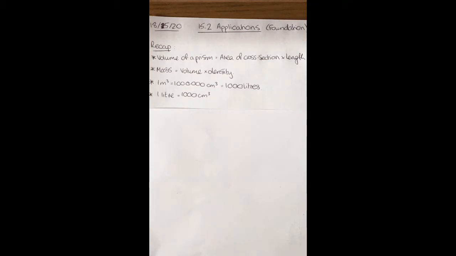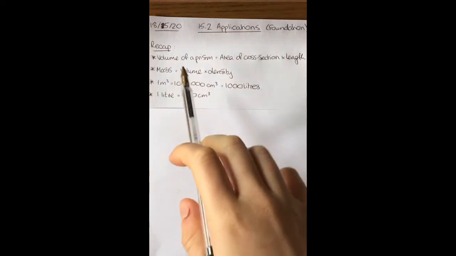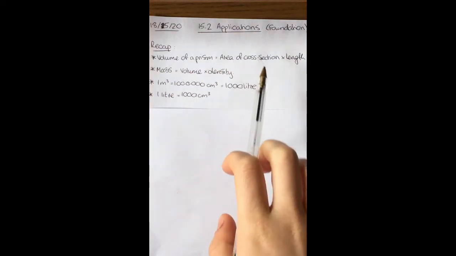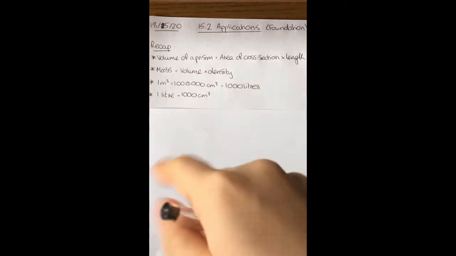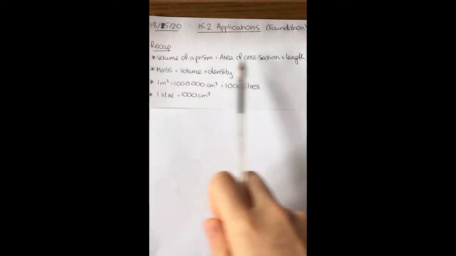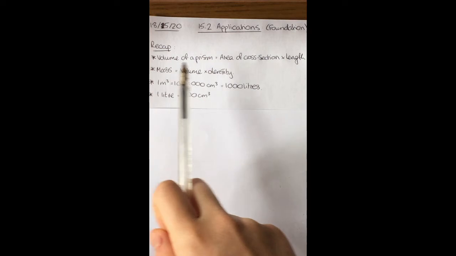So chapter 15.2 in the application section for foundation starts with a recap on the formula that we just used throughout the skill section of 15.2. So the volume of a prism is equal to the area of the cross section multiplied by the length. It then goes into specific prisms in the exercise book. However, if you use the method that we used earlier, you don't need to remember them, you just need this.